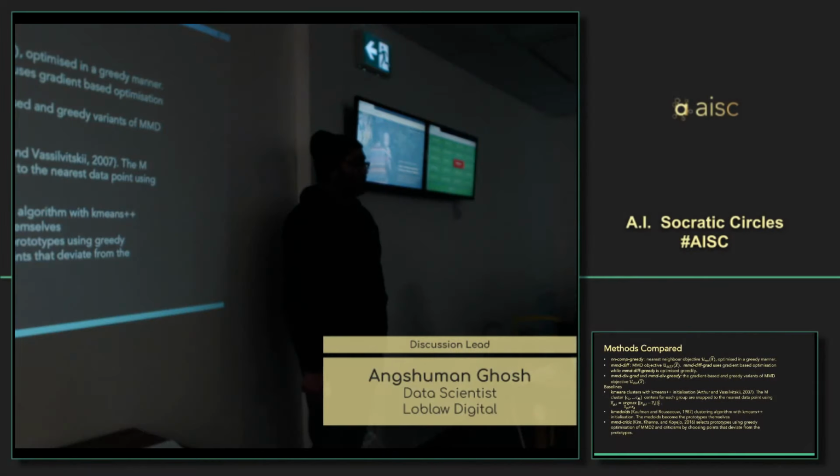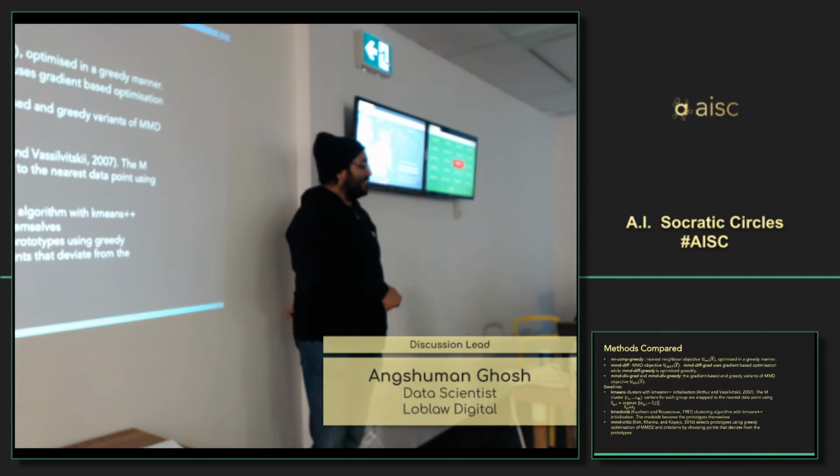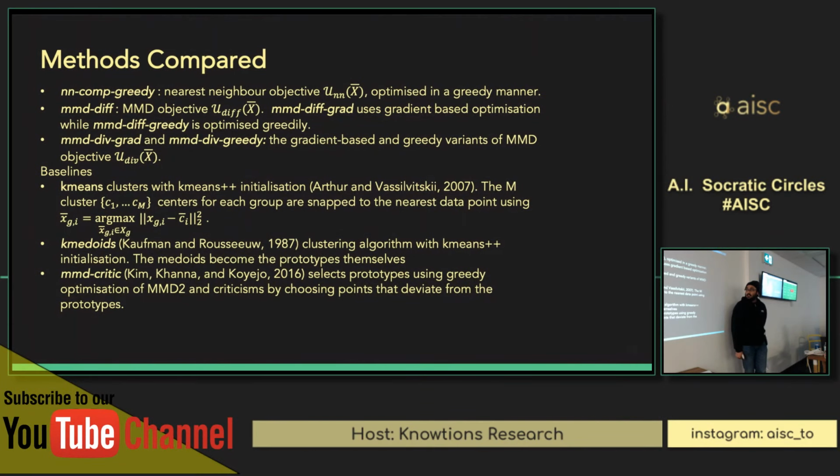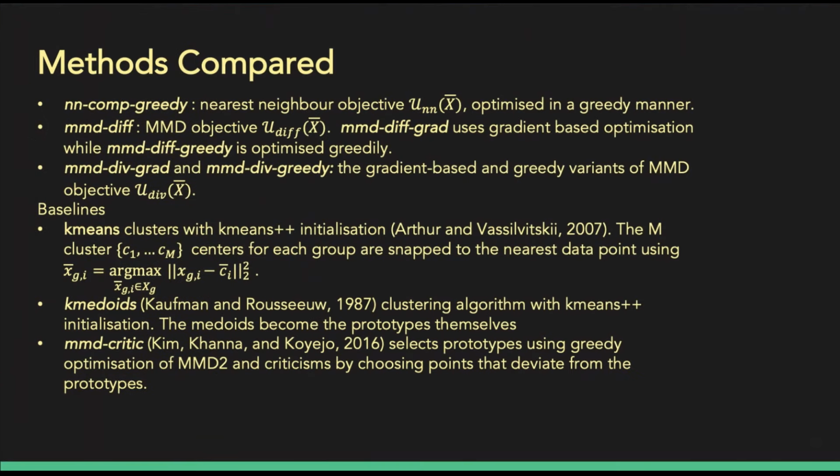So we go into the results. Oh, wait, am I supposed to start? Okay. So we start the evaluation. They compare 6 groups of methods. We had 3 different objective functions that we defined.